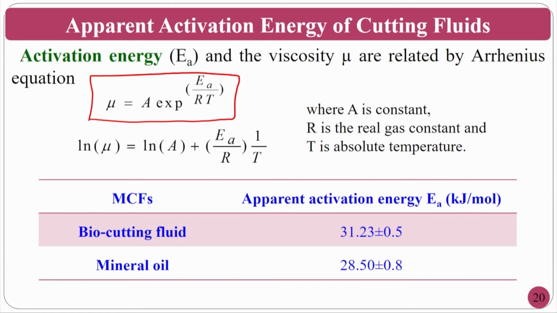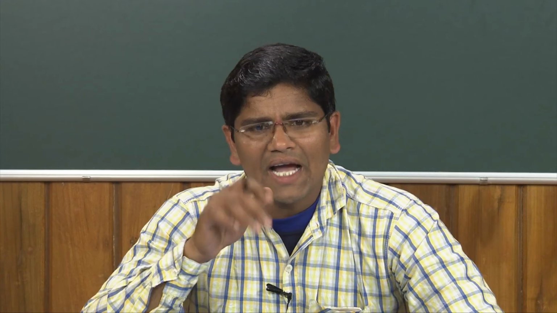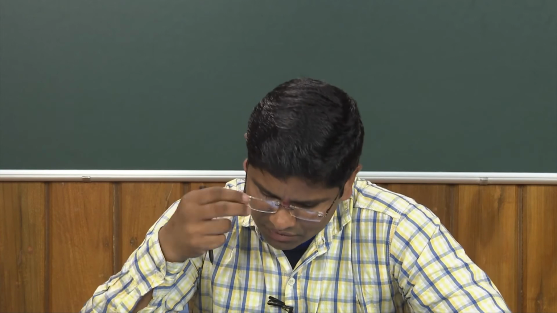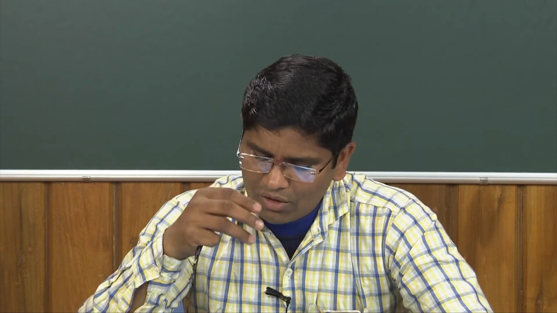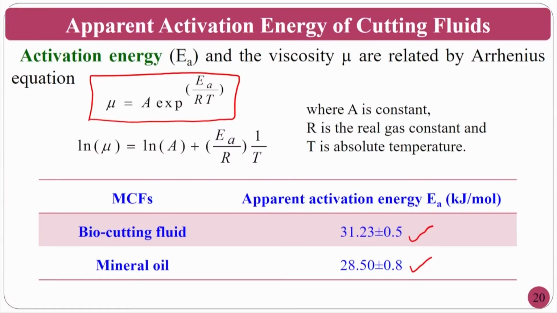The apparent activation energy for the biocutting fluid is very high compared to the mineral oil. In that circumstance, the activation energy required to change is higher for the biocutting fluid compared to the mineral oil. That means it won't change its form before mineral oil changes. Mineral oil has a low apparent activation energy, so it will change easily, but biocutting fluid needs more activation energy to change its form. That is what I want to say here.